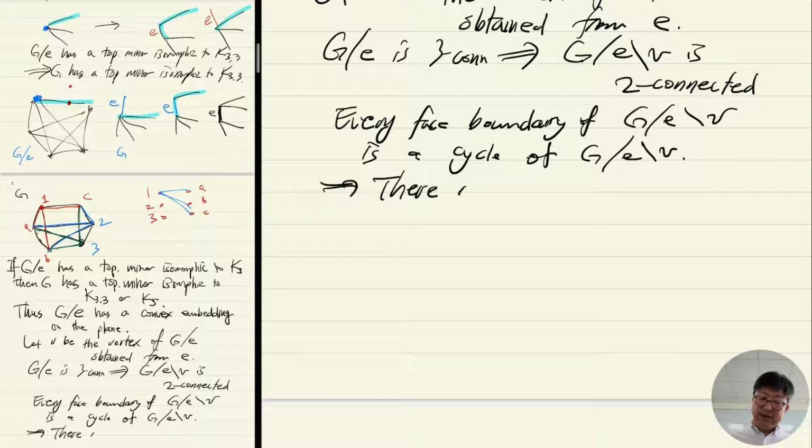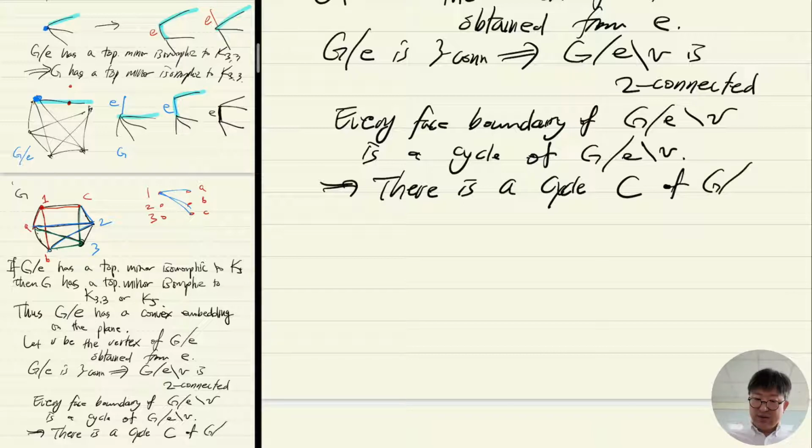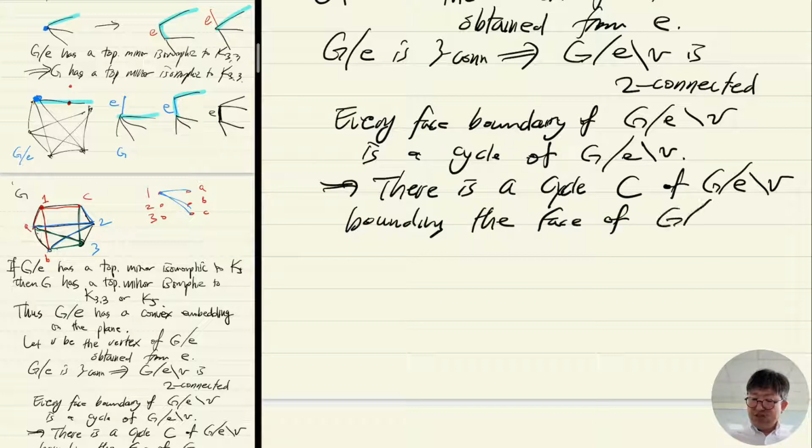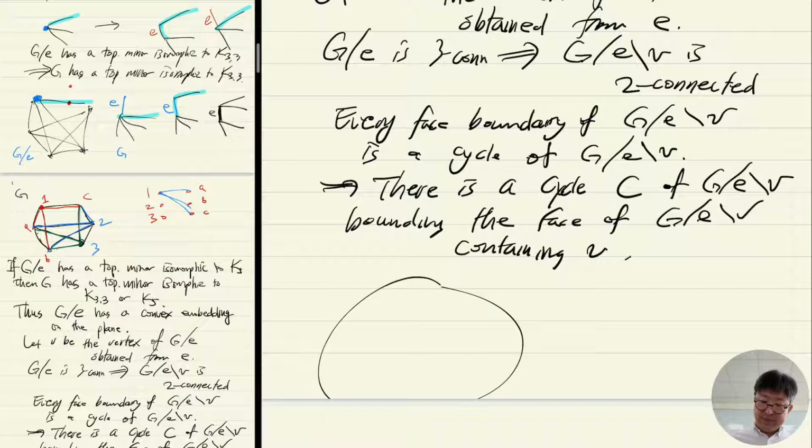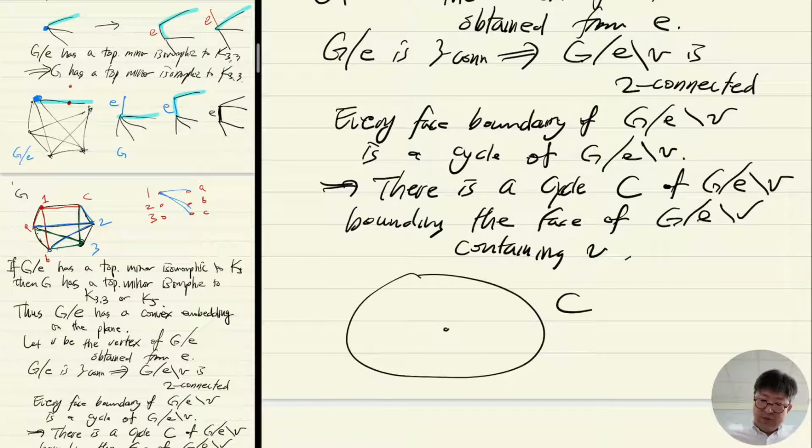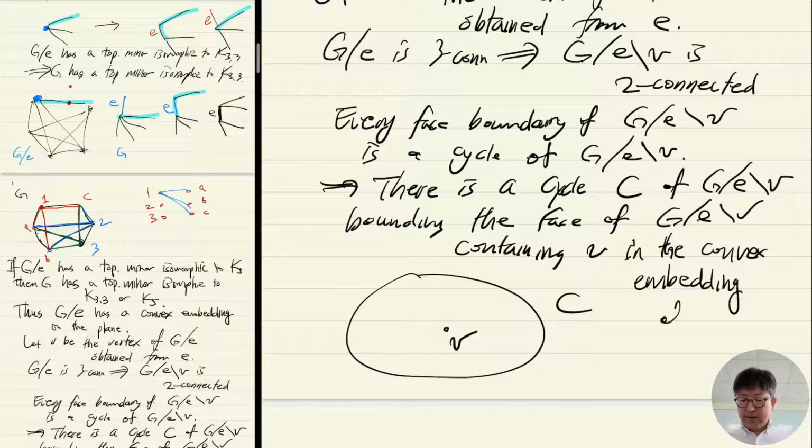So there is a cycle C of G contract E delete V bounding the face of G contract E delete V containing V. So you have a cycle C which contains V in the convex embedding of G, not delete, it's contract E.